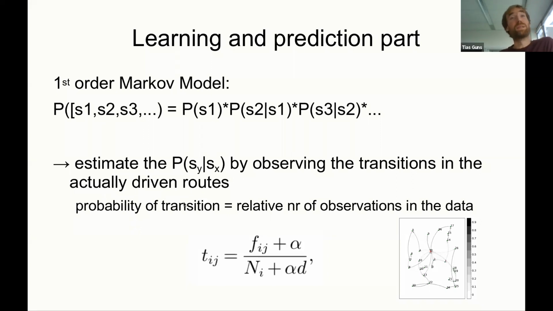So the probability of taking a transition, so the probability of being at the depot and taking stop 1, we can estimate this by taking the relative number of observations in the data. So how many times did somebody take this given that he was at the depot? All right, and I'm not going into the mathematics, but this is of course all explained in our paper. So F is the frequency and N is the count. So how many times were you at this stop?